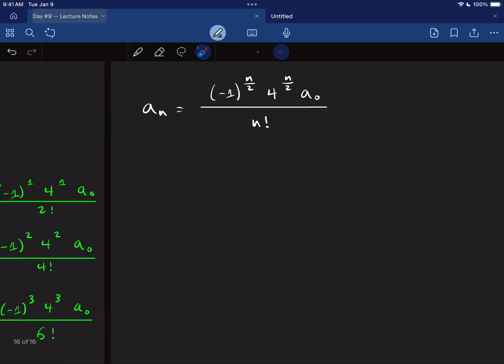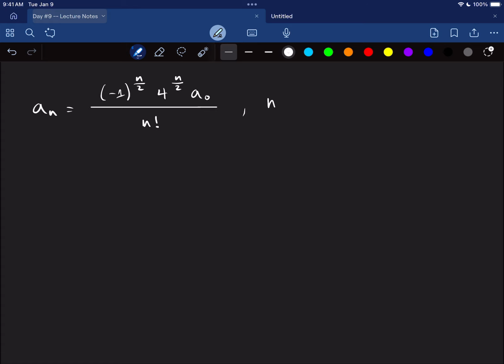Now, what I really should be noting is this is only true for even values of n. And there's a clever trick that I can do to change this formula so that it automatically works for any value of n. This is kind of like reindexing, but what I'm going to do is replace n with 2n. And when I do that, I get the following.